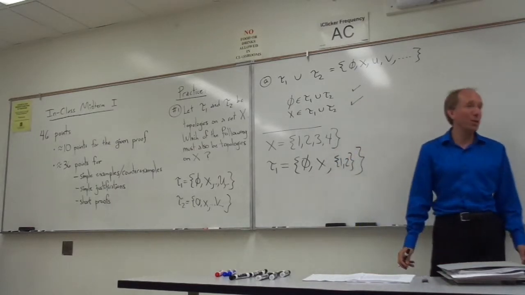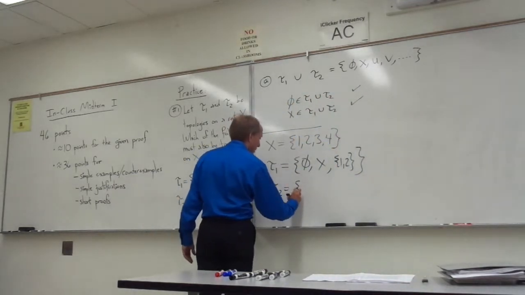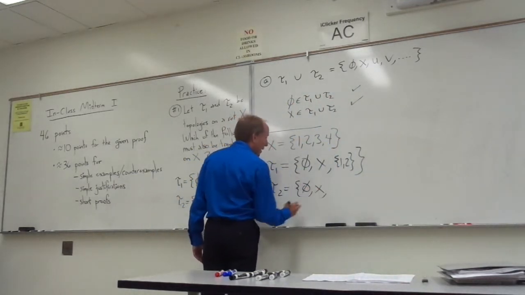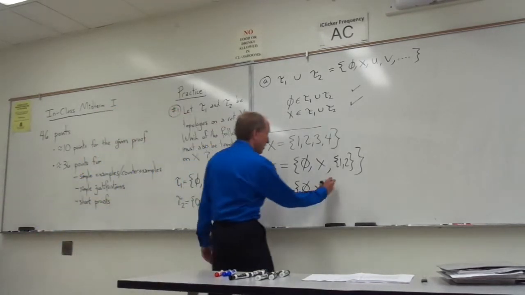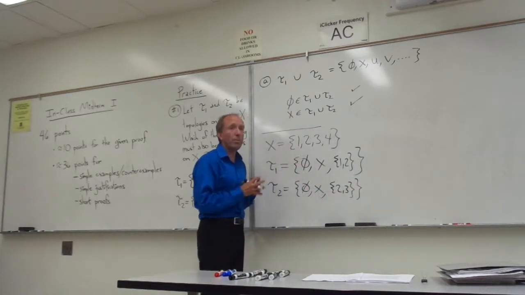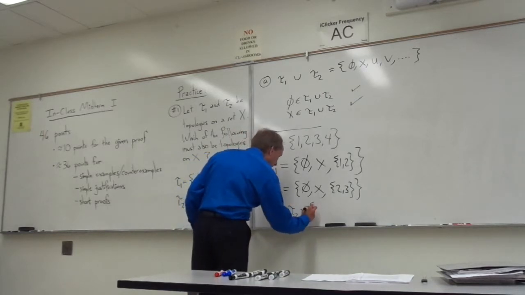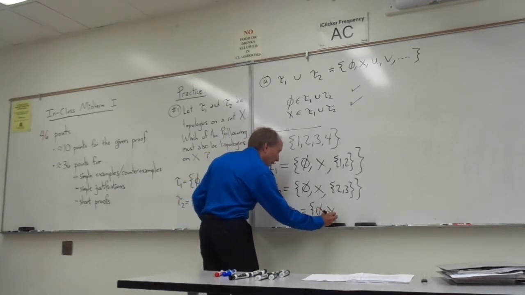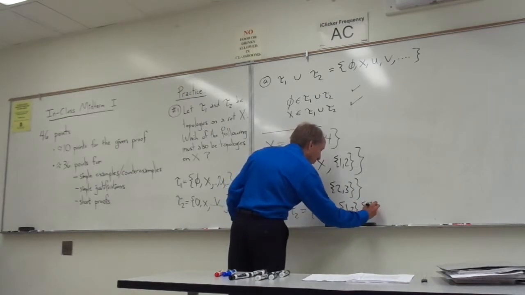There's our first topology. Let's make up another topology. Again, we have to have the empty set, capital X, and use 2, 3. Okay, we can do that. These are two perfectly good topologies. Now let's write down the union and see what we get. We're going to have the empty set, X, {1, 2}, and {2, 3}.